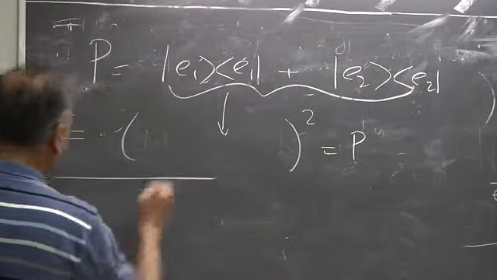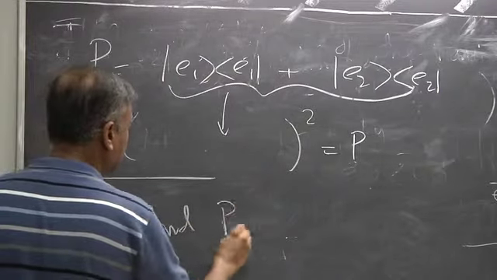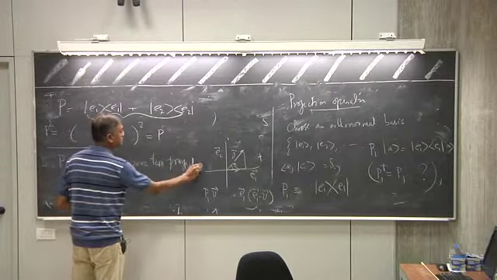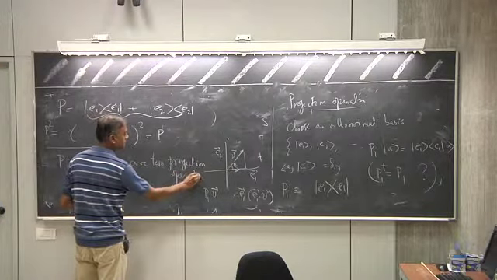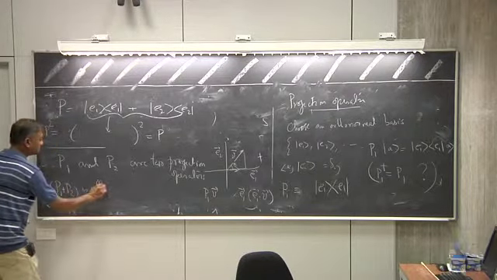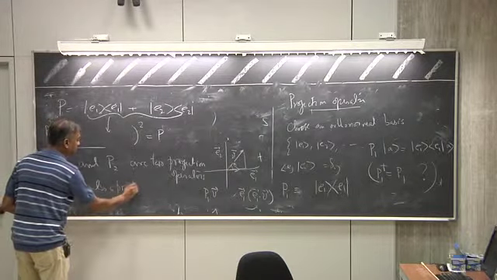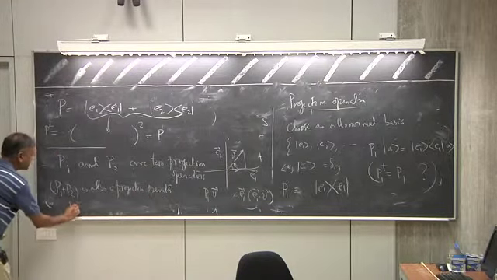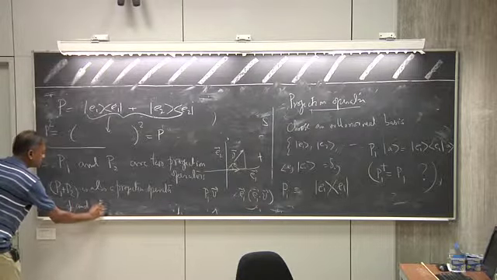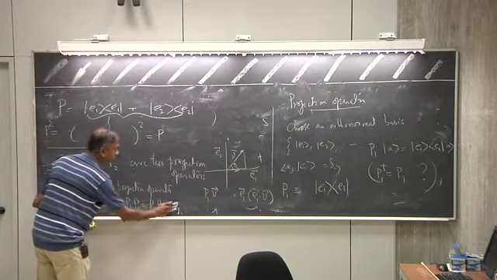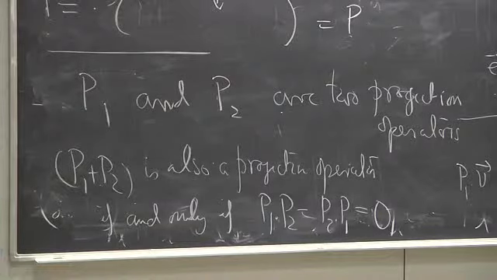You can prove it generally that if P1 and P2 are two projection operators, then P1 plus P2 is also a projection operator if and only if P1 times P2 is equal to P2 times P1 equal to 0. 0 is an operator which maps every vector to the null vector. That's the 0 operator.